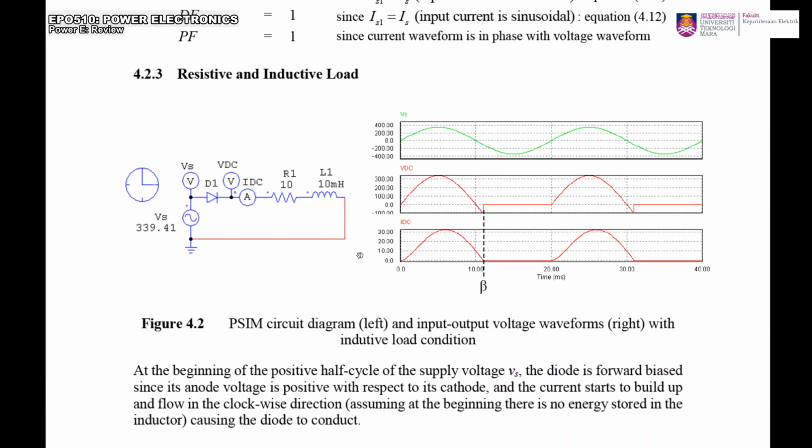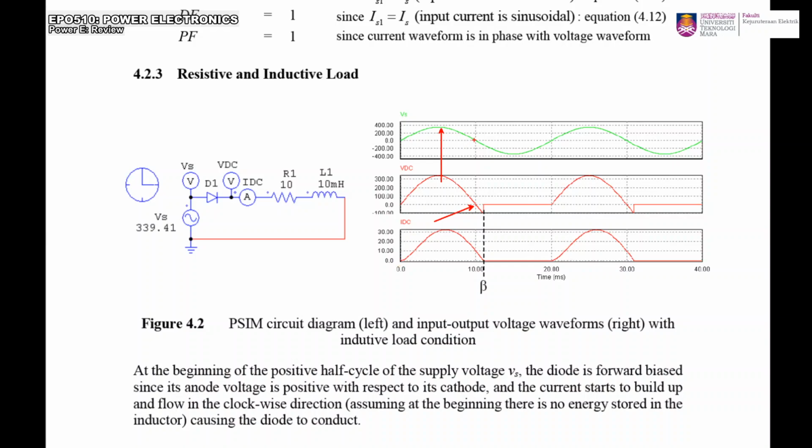So just to refresh again, during the positive half cycle, the current will start to flow in this direction, and the diode is also forward biased, and therefore VDC equals Vs. So if you look at this waveform, VDC will copy the Vs, but only up to that point.